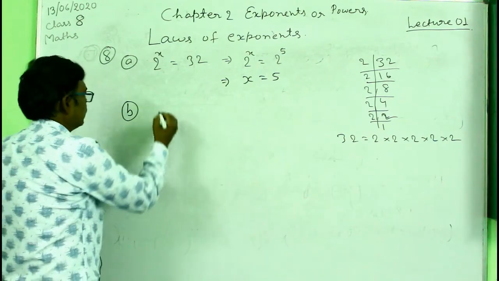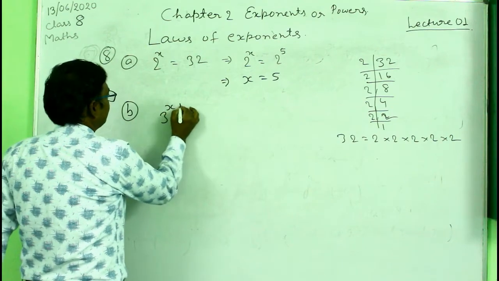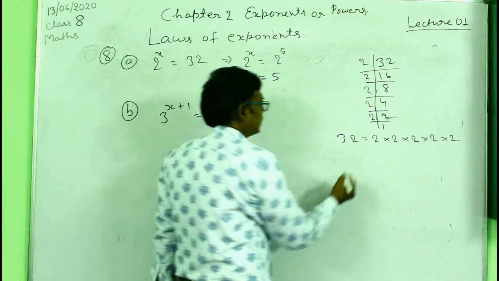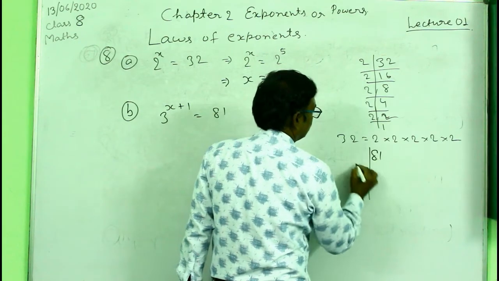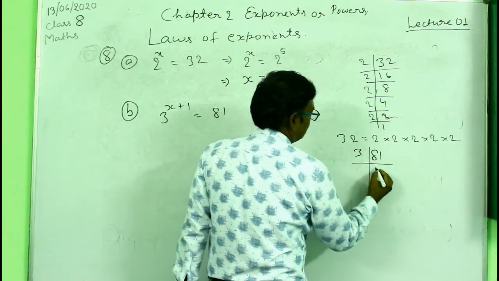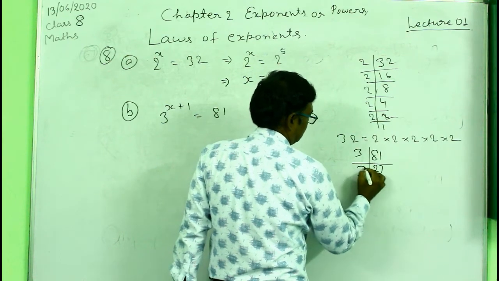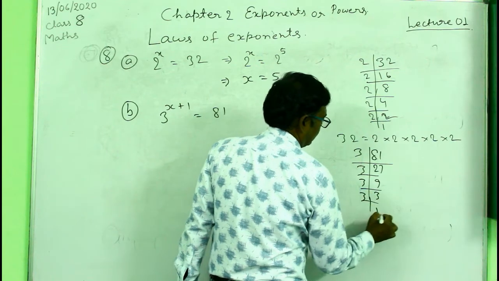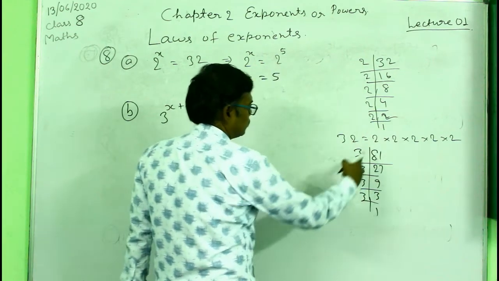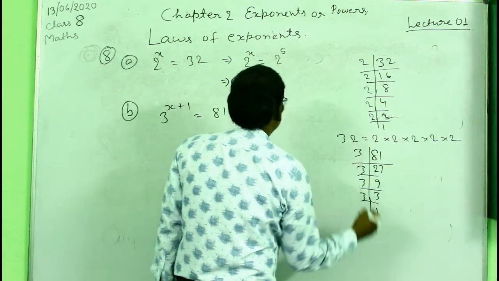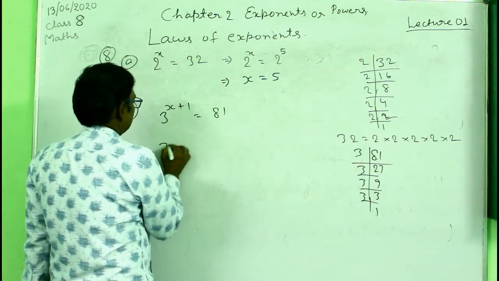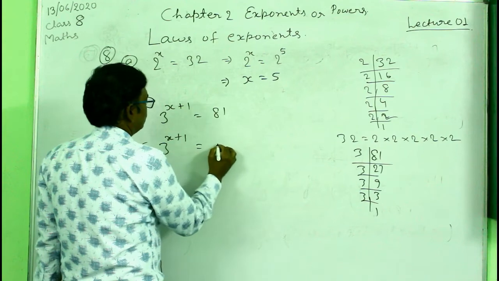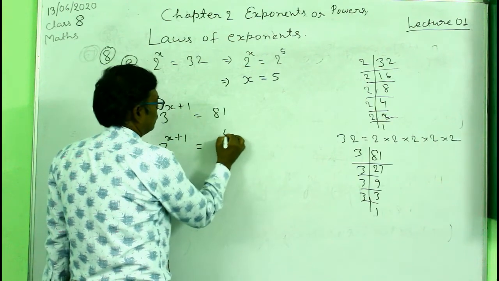3 to the power x plus 1 is equal to 81. Again you will find the prime factors of 81. So it will go by 3, 27, then 3, 9, then 3, 3, and then 3, 1. So here 81 is equal to 3 into 3 into 3 into 3, that is 3 to the power x plus 1 is equal to 3 to the power 4.